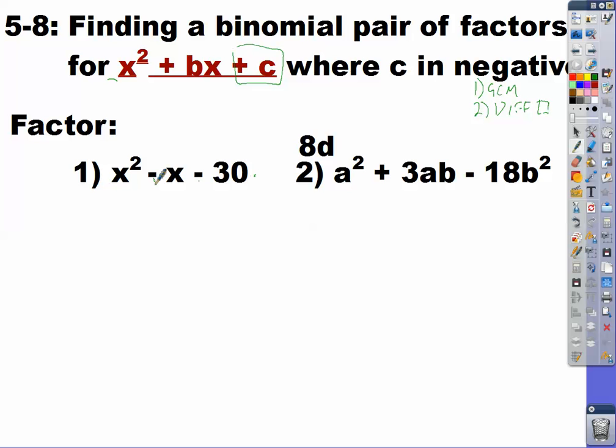But is it a binomial? No. Is negative 30 a square? No. And incidentally, if it's a negative c term, it can't be a square, because something times itself will always be positive. So the third thing that we look for is, Ethan? A square binomial. And we've just proven that negative 30 is not a square, partly because it's negative and partly because 30 just ain't a square number. So we know we don't have a square binomial, so the fourth thing we look for is a binomial pair of factors.